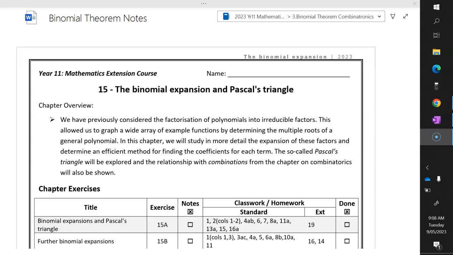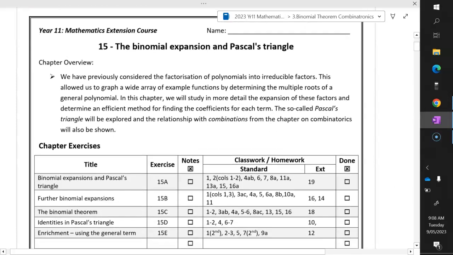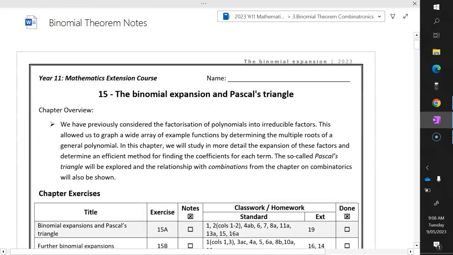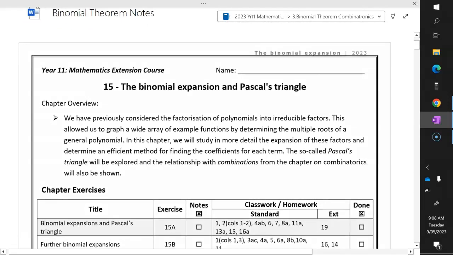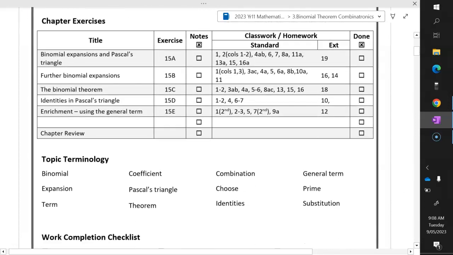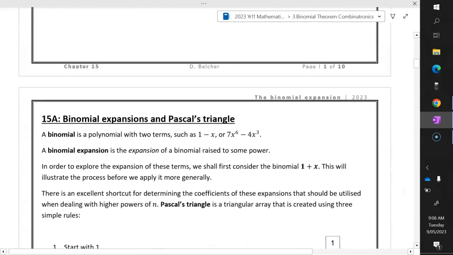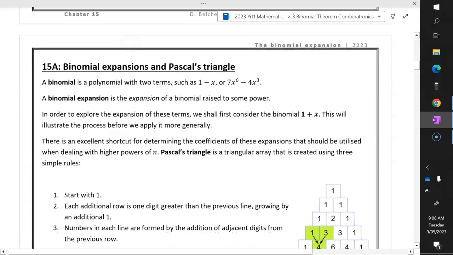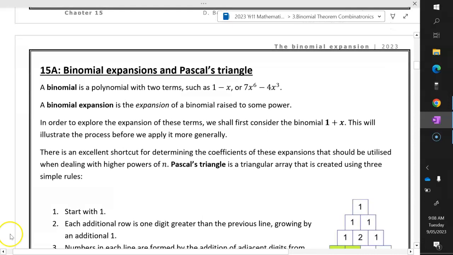Today we're starting our next topic, and it's called the binomial expansion and Pascal's triangle. It's using some of the information that we've learned in our combinatorics, which was our nCr, but that'll come a little bit later. We're starting off fairly simple, and I think you should enjoy this topic a little bit more than our combinatorics topic. So here's the booklet. If you haven't grabbed this booklet, it's on the desk in the classroom, so grab one of those. We're going to start with 15A, the binomial expansion and Pascal's triangle.